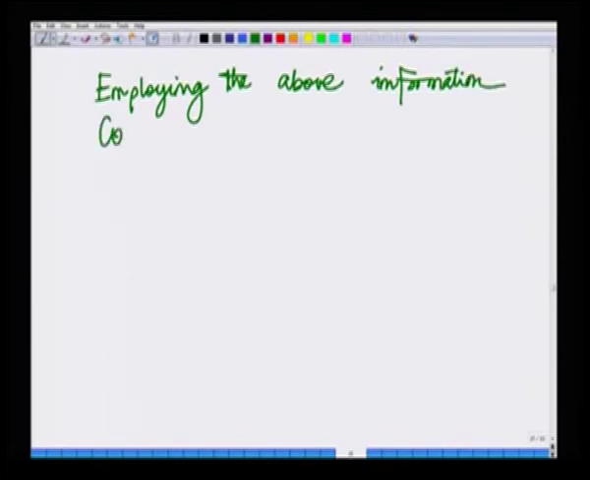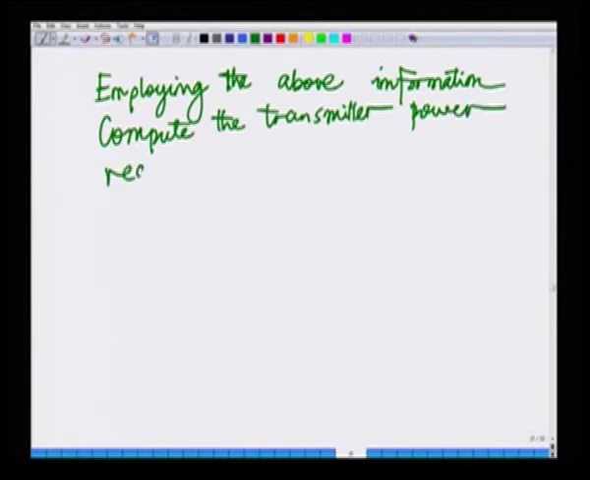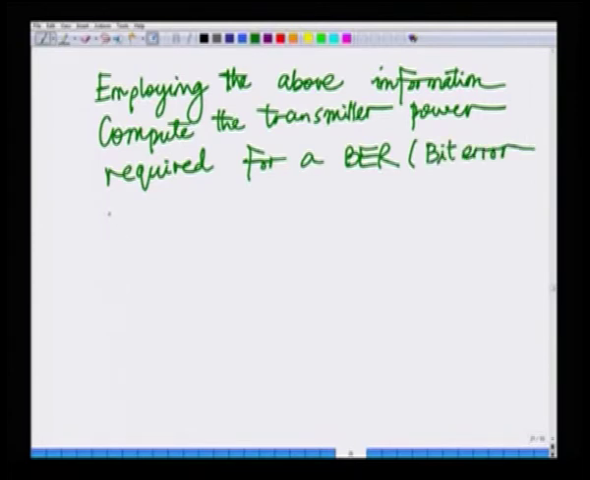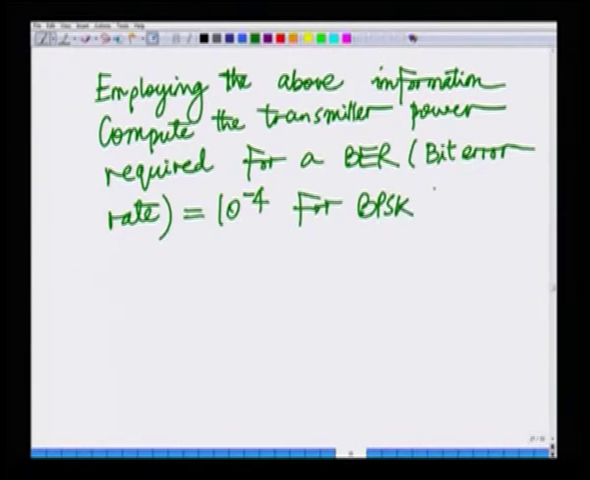employing the above information, compute the transmitter power required for a bit error rate, BER, which essentially stands for bit error rate, equals 10 power minus 4 for BPSK.